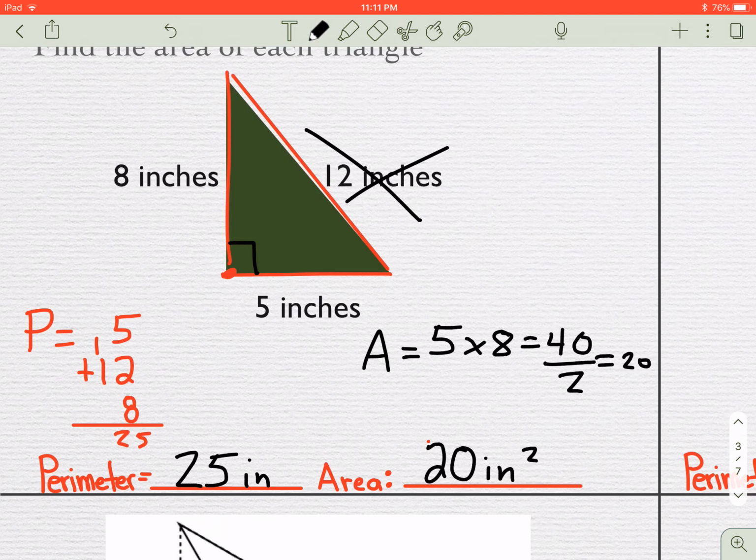Because perimeter is measuring the linear distance, and area is figuring out how many square inches are inside of that shape. And that'd be 20 square inches.